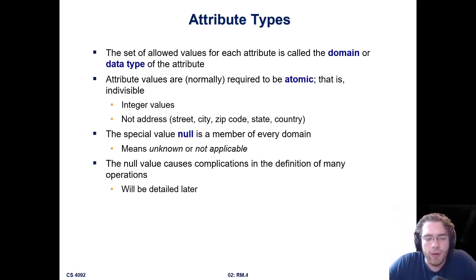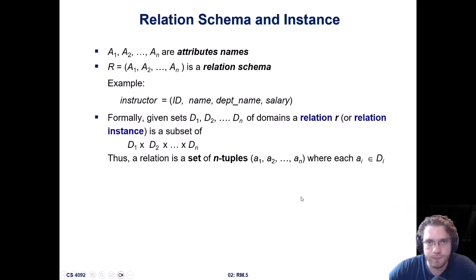Okay. So a special value null is something that we might have seen earlier. You might have seen it as nil or none in other languages too. This means that it's unknown or not applicable. So regardless of the data type or the domain that you call it for your attribute, all of them can be null. The null value causes complications in the definition of many operations, which we talk about later. But essentially, you might have a relation where you have all these variables filled in, but for some instances, it might be null, which might cause issues.